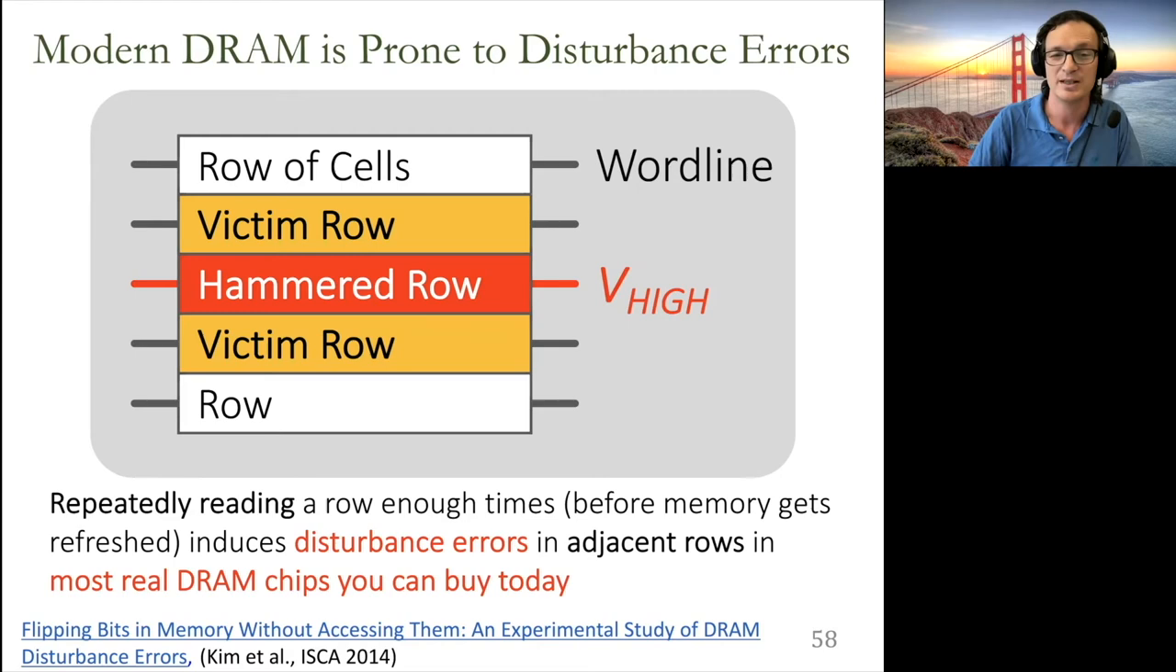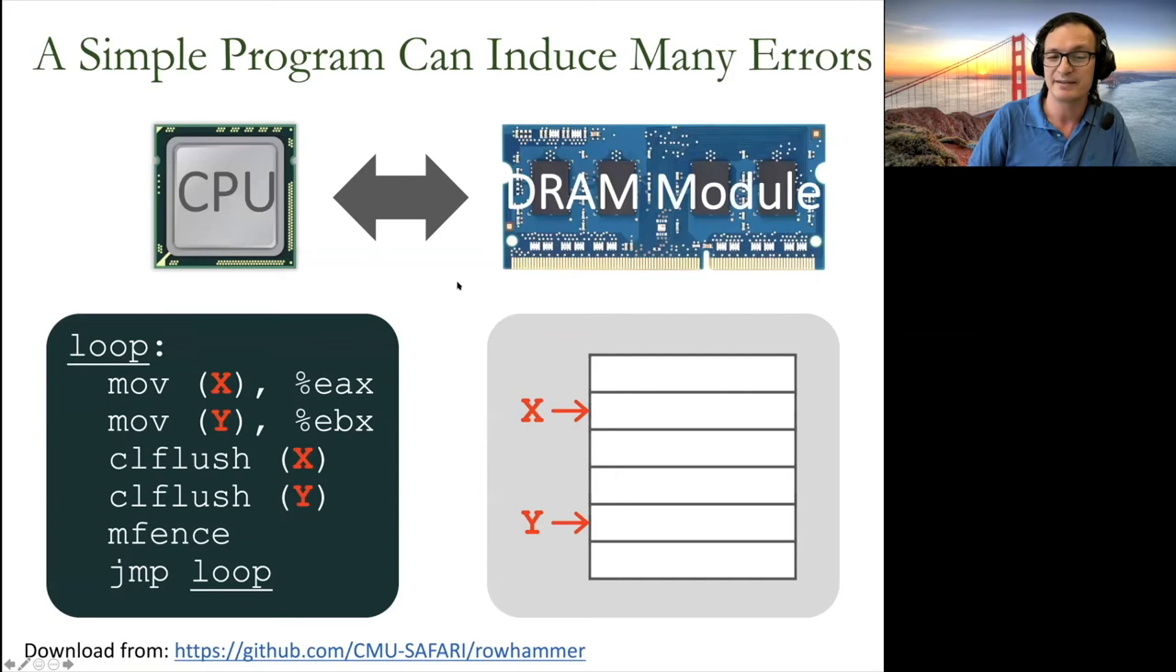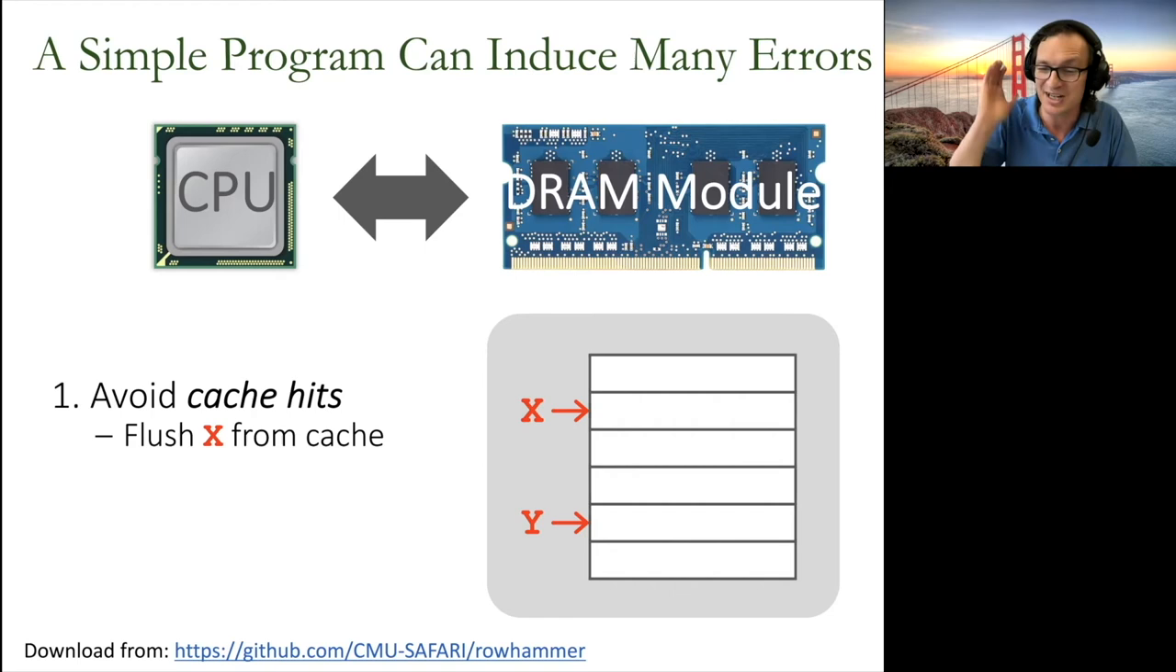Okay, so you can actually do this hammering in a real program that looks like this. A real program, actually, which is interesting. Now you know probably a lot of this. Maybe you don't know what cache line flushes are, but this basically flushes the cache line from the caches. So what this program does is it selects addresses X and Y such that they map to the same bank. It avoids cache hits, because you need to avoid caches so that you can access memory and flip the bits in memory. You need to avoid the row hits.